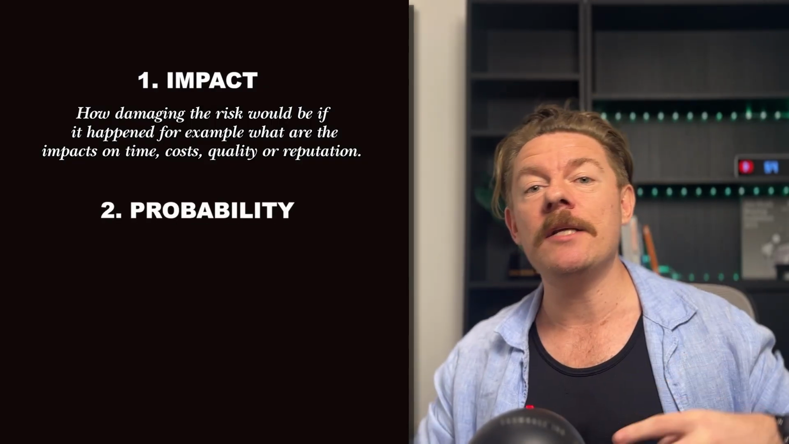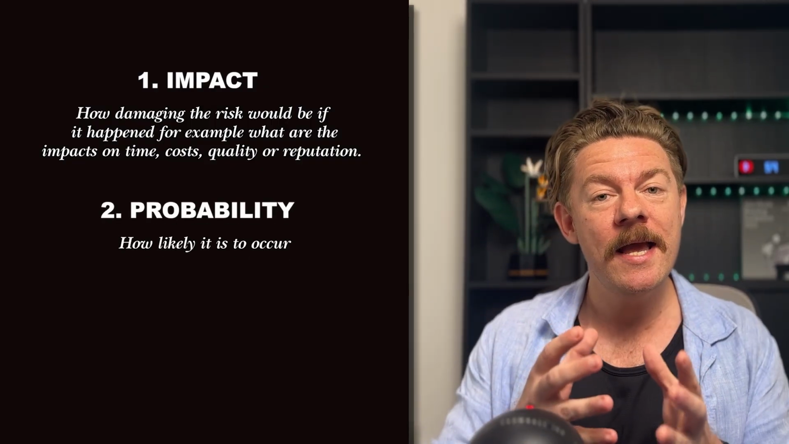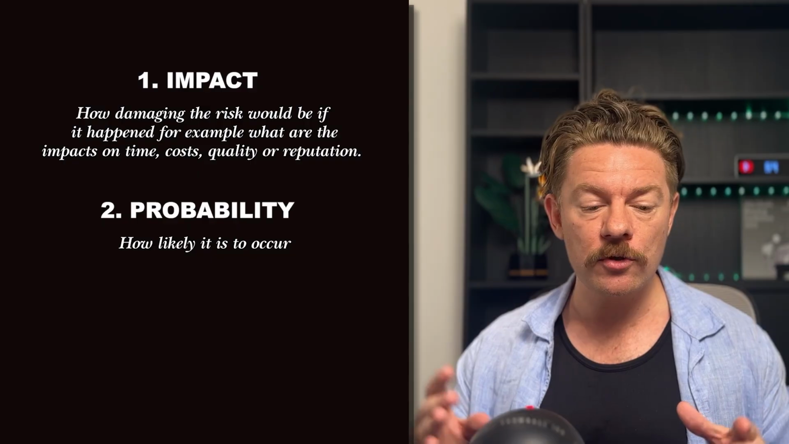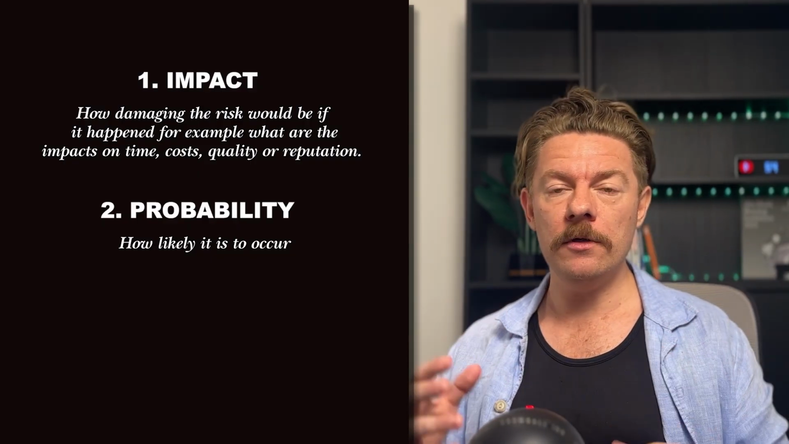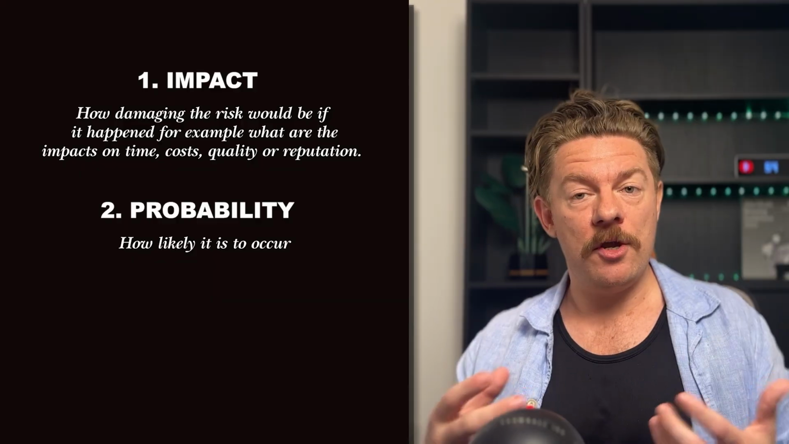And the second is probability. How likely is this to occur? And both are scored on a scale of 1 to 5. And once you've got those 2 numbers, multiply them together and you get your risk rating. Higher scores mean a higher priority. Lower scores just need monitoring.